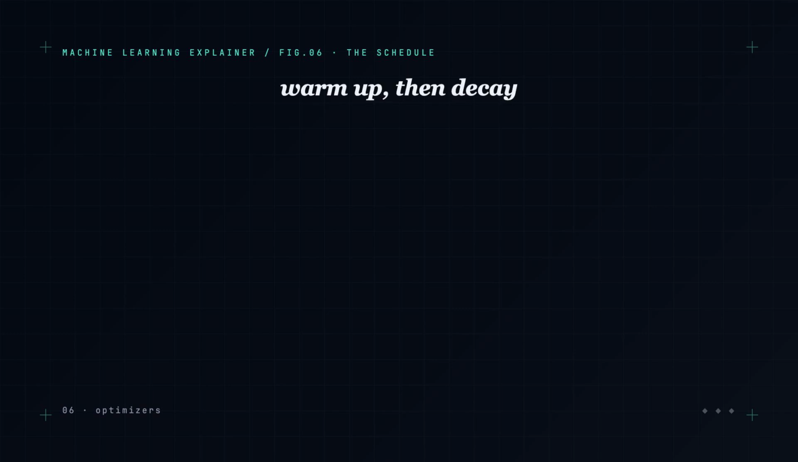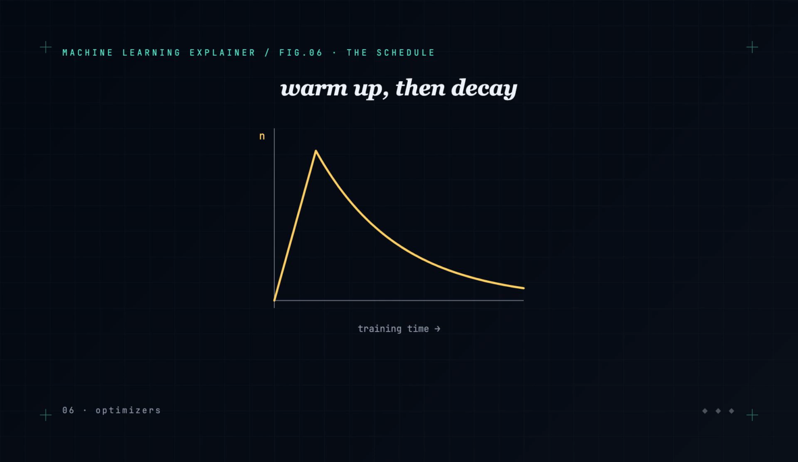One more layer sits on top of all of them: the learning rate schedule. Even Adam benefits from changing the base learning rate over time. A common pattern is warm up. Start tiny and ramp up so early unstable steps don't blow things up, then slowly decay, taking smaller and smaller steps as you settle into the minimum. Big strides early, fine adjustments late.